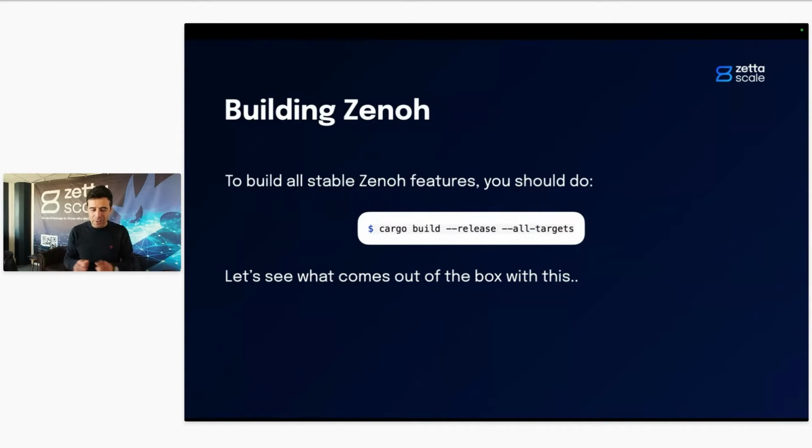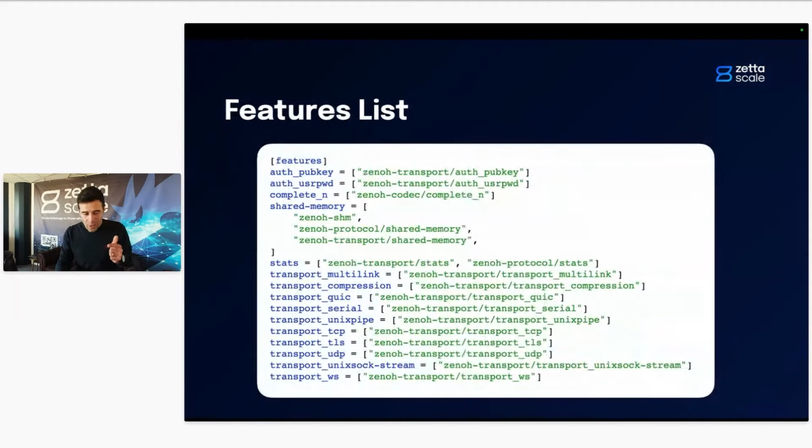Okay, so usually people start by doing just cargo build, or cargo build --release if you want release mode. But in theory, if you want to make sure that you build all the different elements, then you should really build it this way. Okay, and then the question is, if you run this command, what comes out of the box? So out of the box will come a certain number of features. So this is the full list of features of Zenoh that, as of today, are considered stable.